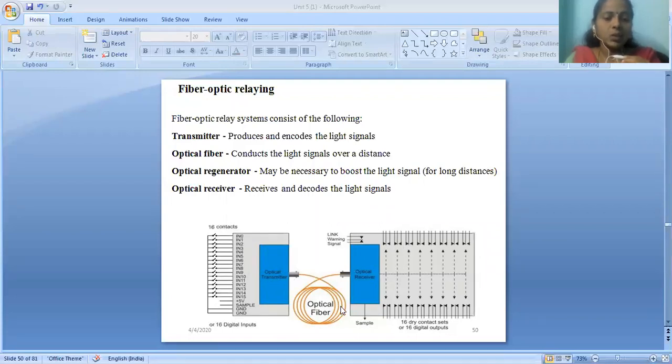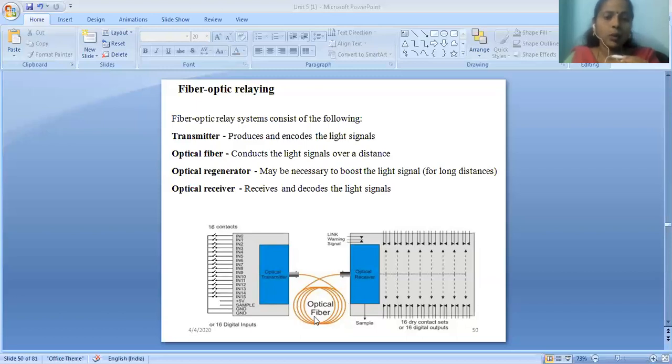Since the data is going to be sent over long distances, you have an optical regenerator, which is nothing but a signal conditioning circuit. Now we'll see the function of a transmitter. It produces and encodes the light signal. The encoding is carried out by means of the optical transmitter. Now the optical fiber is going to conduct the light signals over a long distance.